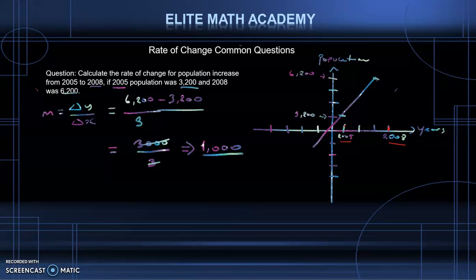Now, let's look at the question. Can this be true? In 2005, we started with a population of 3,200. If the rate of change is 1,000 a year, then the 2006 population is 4,200. The 2007 population will be 5,200, and then the 2008 population will be 6,200. So our calculation was correct.